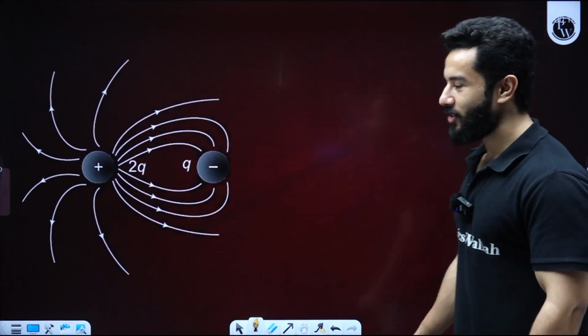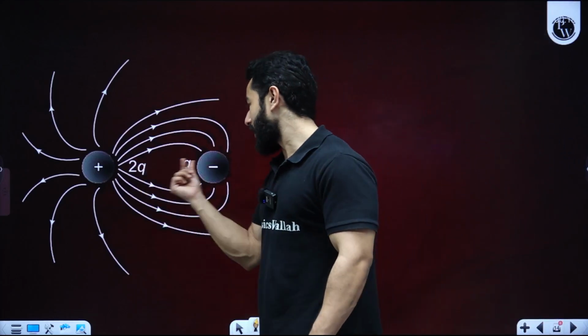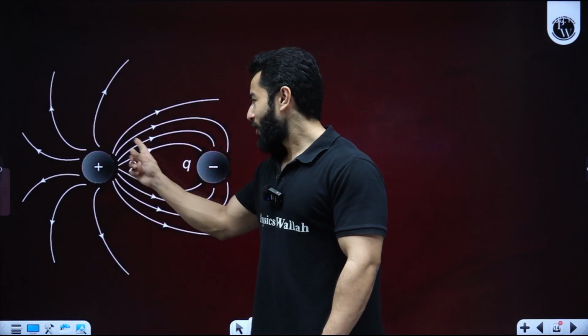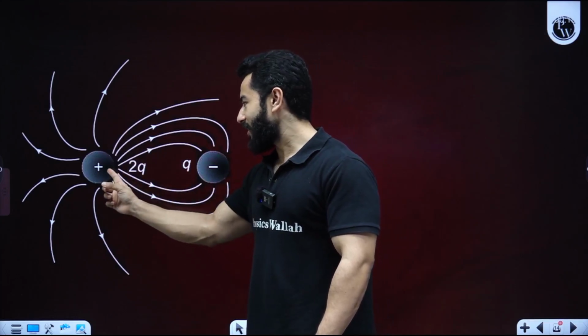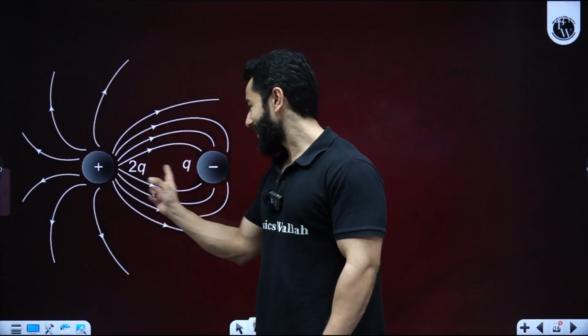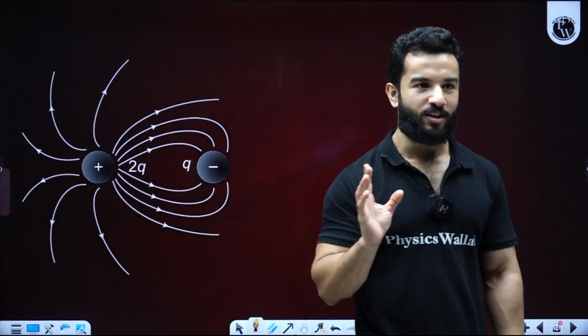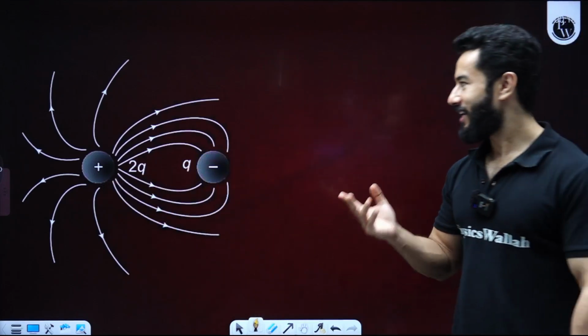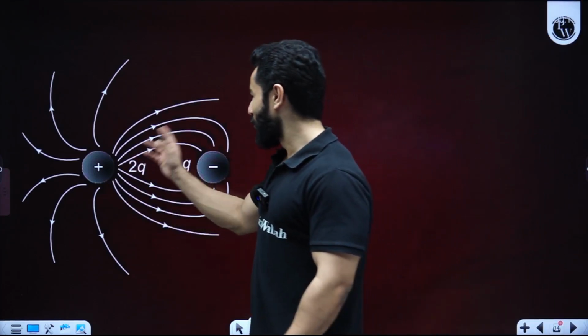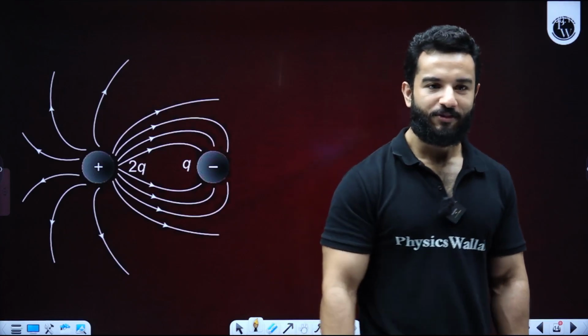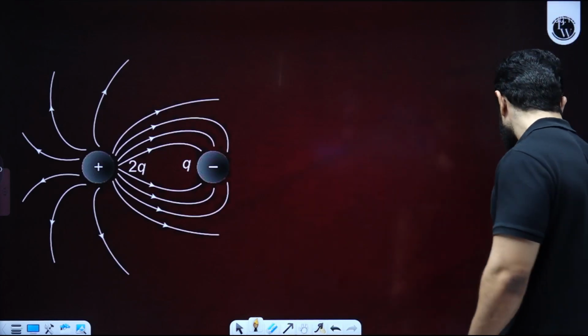Similarly, you have another case. Let's suppose you have got 2q charge and minus q charge. So you will have more crowded lines near the greater charge than the weaker charge. Very easy, no problem. So it's still open loops. Hopefully everything is clear till this point also.